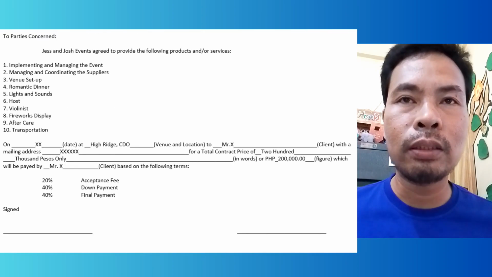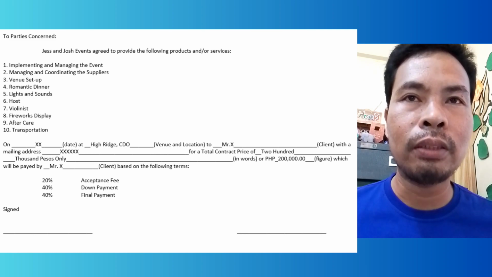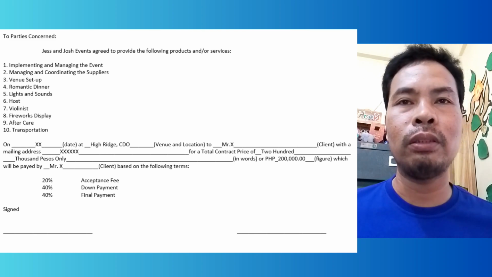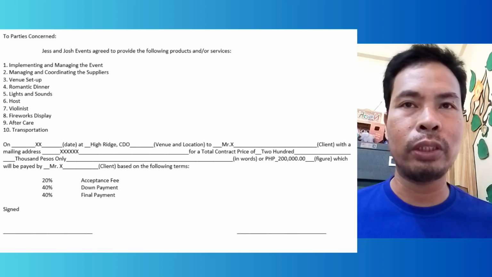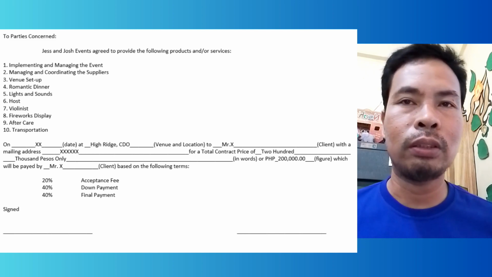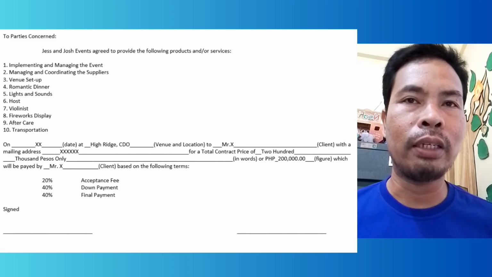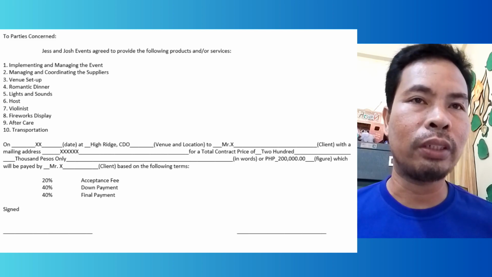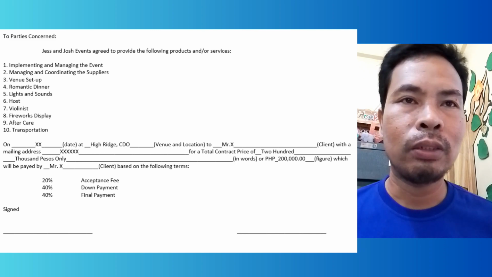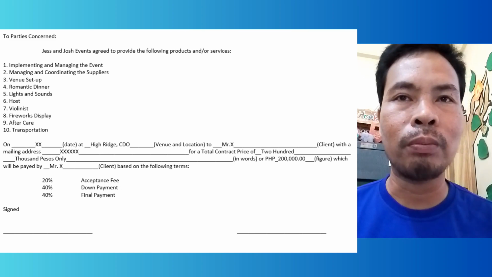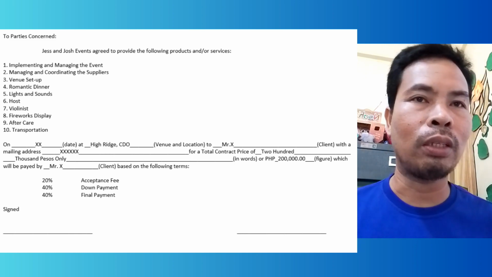So this is the sample contract. To all parties concerned, Gis and Juice Events agreed to provide the following products and services, implementing blah blah blah, all of those that are listed on the proposal. It could be negotiated, cashed out, or included. So for this contract, I just included all of those. Then, of course, specify the date, and located at High Ridge. The venue will be High Ridge at Cagayan de Oro City, to Mr. X, who is our client, whose mailing address is XXX, and the total contract price of 200,000 pesos only, in words, or 200,000 pesos in figures.